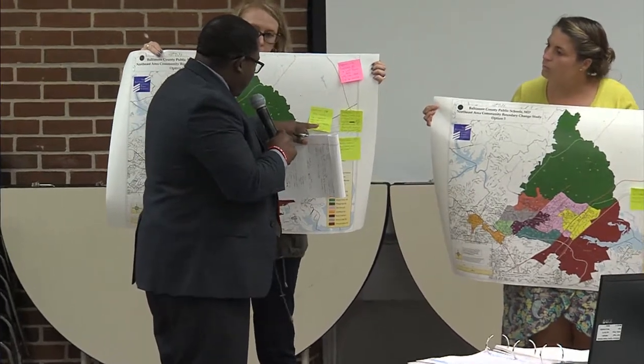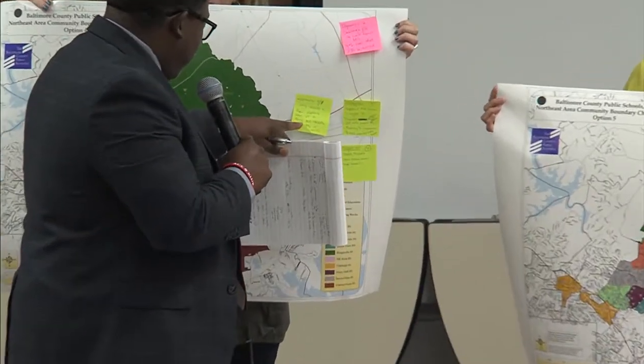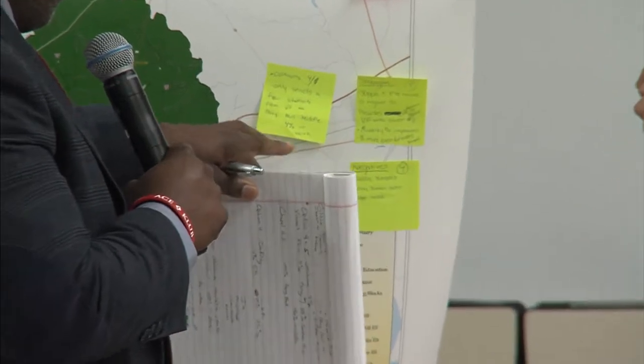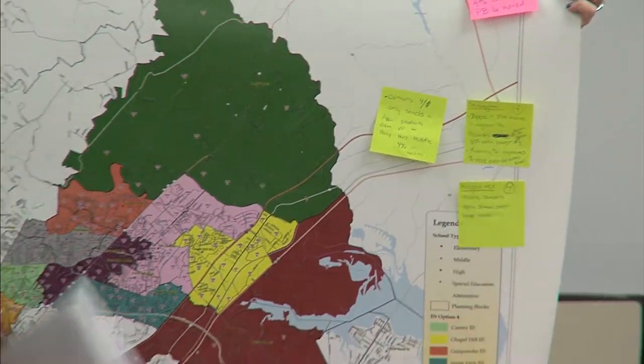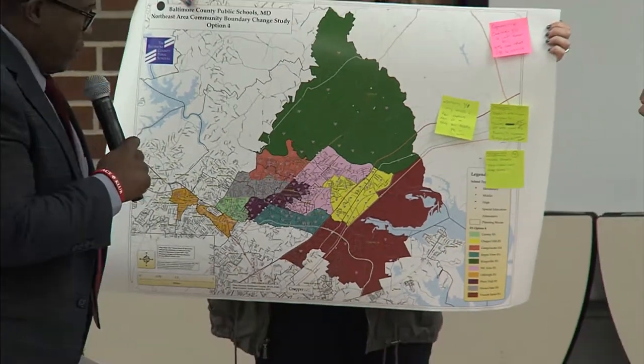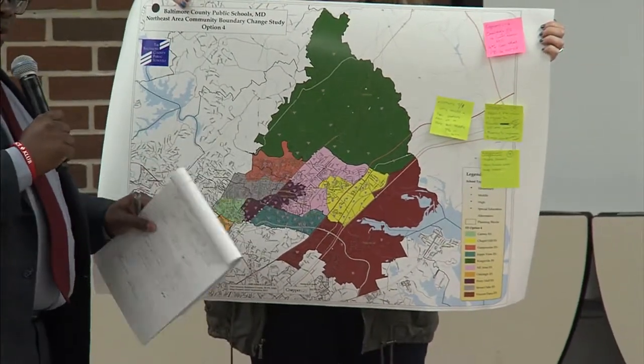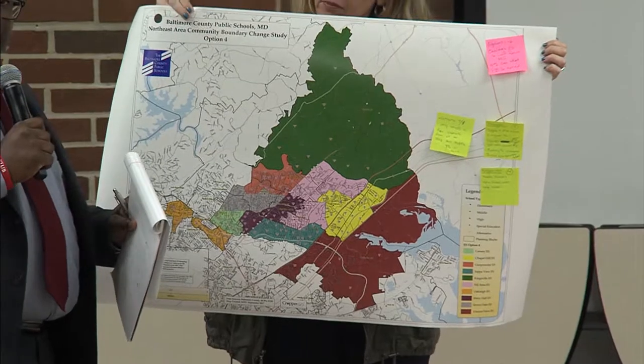for option four, only sending a few students from Vincent Farm to Perry Hall, it was 4% in both. So we're trying to get an understanding of what that 4% is, and that'll be provided.